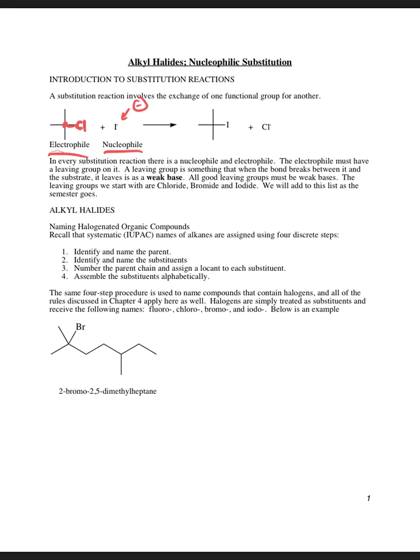So the first thing we need to do is talk about nomenclature of halogenated organic compounds. Here we have the 2-bromo-2,5-dimethylheptane, so we need to start where the bromine gets the lowest number and the alkyl groups the lowest numbers possible. We've named some of these before, but we remember that fluoro, chloro, bromo, iodo, that's when it's named as a substituent off of the molecule.